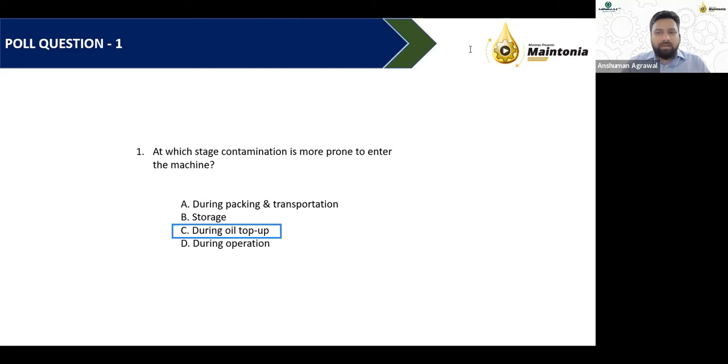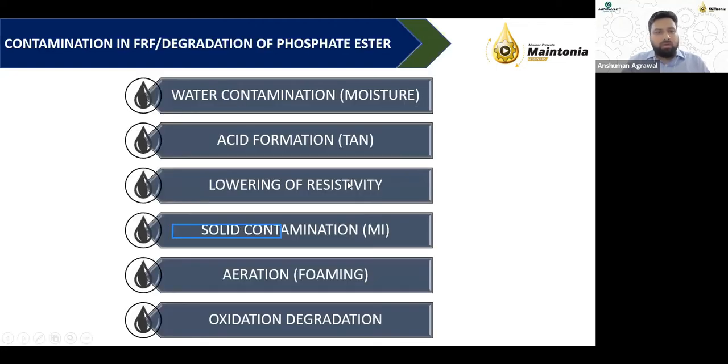So yeah, let us move forward from the source of contamination, and let's understand what the contaminants are in the degradation process of a phosphate ester fluid.